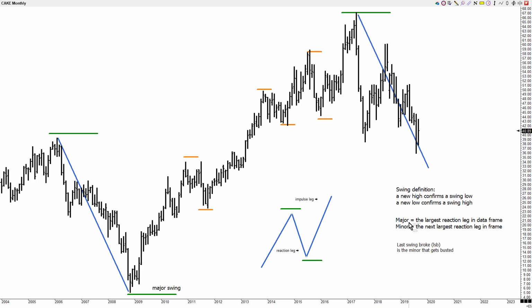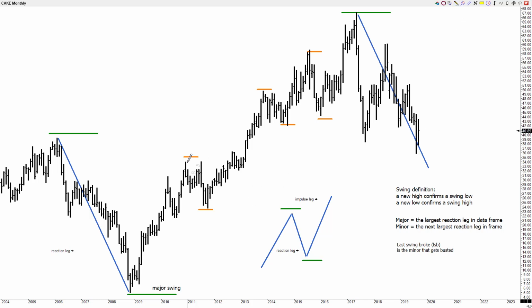So now we're going to make one more distinction in the flow, and we're going to divide this up into major and minor. Major is going to be the largest reaction leg. And so this will be our reaction leg, and this will be our impulse leg. So we go and look. Is this the largest reaction leg? Yes, it's bigger than anything on the board. Okay, that's our major.